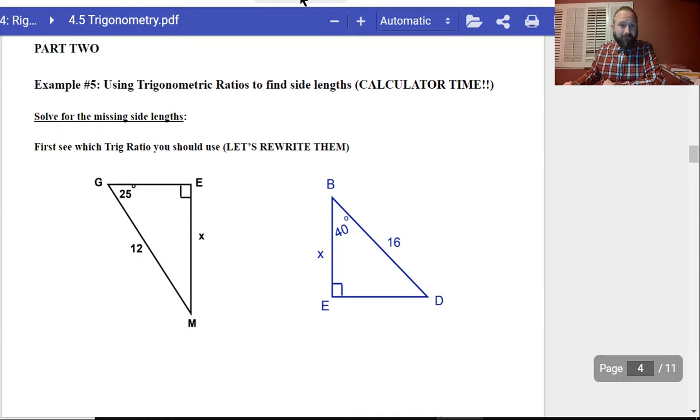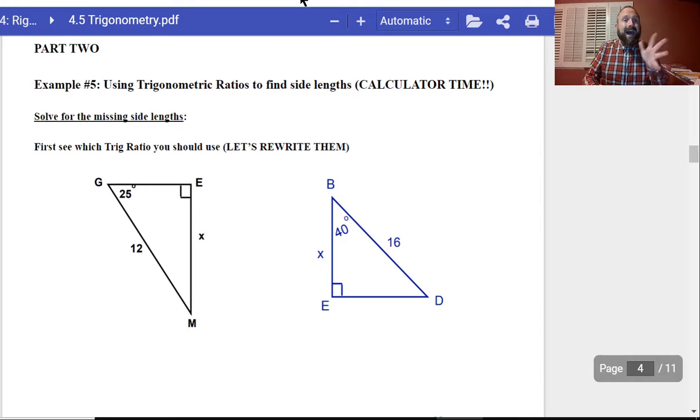Welcome to part 2. So example 5, using trigonometric ratios to find side lengths. This is your warning, you need a calculator. Solve for the missing side lengths. First, we're going to see which trig ratio we should use.